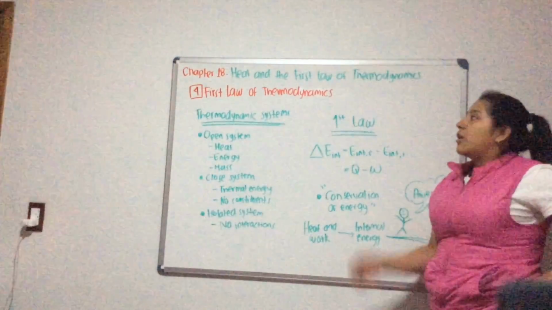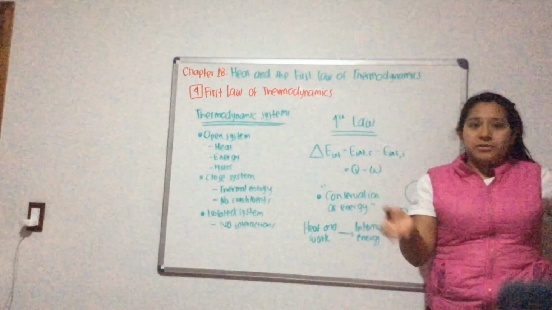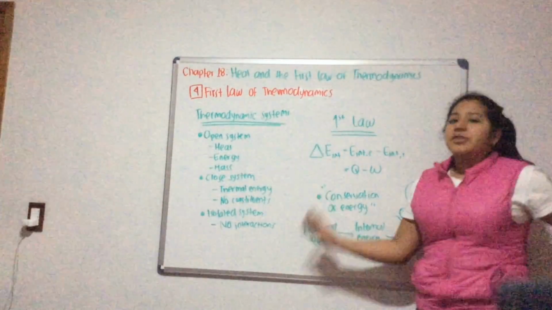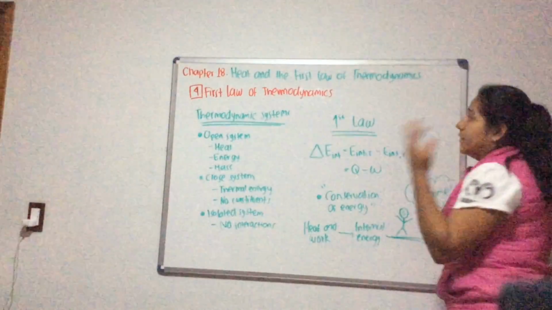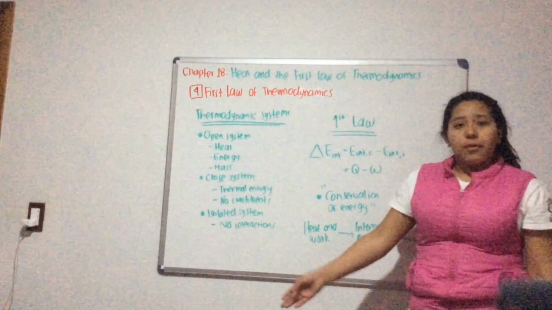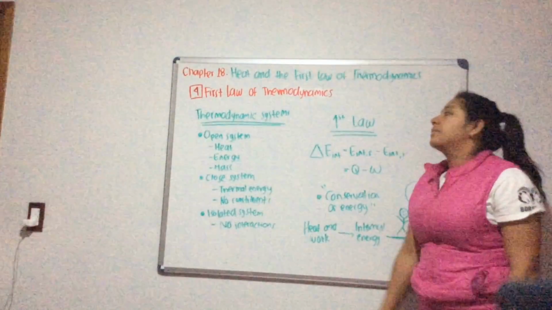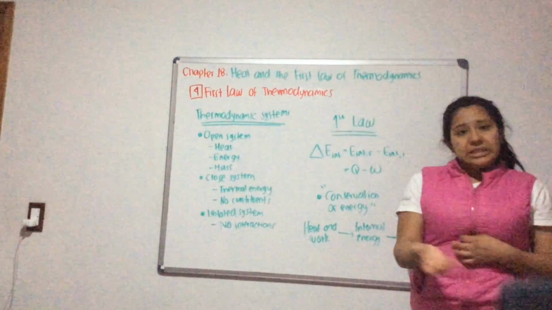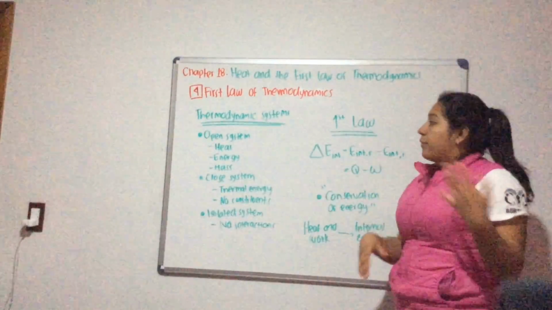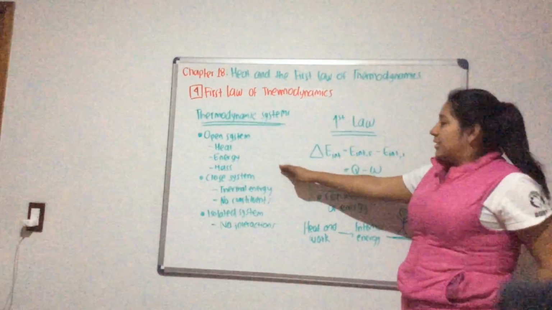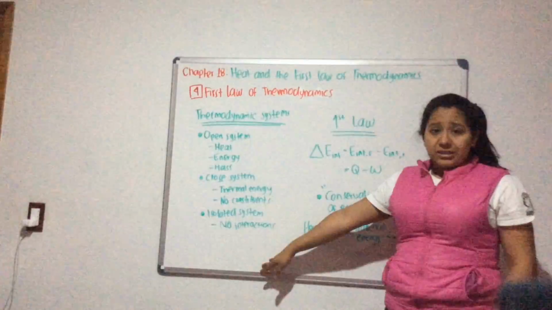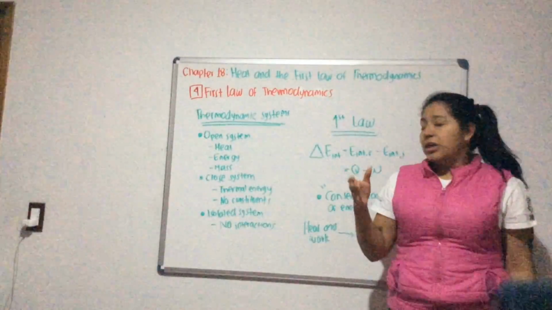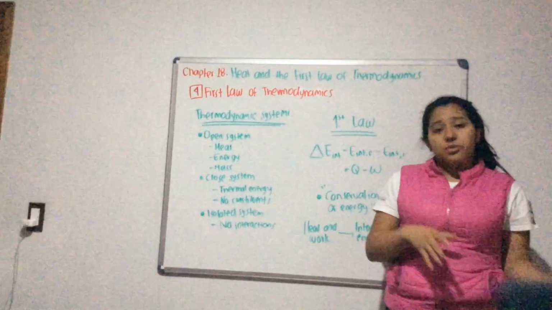Finally, we're going to talk about one of the main topics in chapter 18, which is topic number 4, the first law of thermodynamics. And first of all, let me explain the different thermodynamic systems, because we have three: an open system, a closed system, and an isolated system. So first, an open system can exchange heat, energy, and mass with its surroundings.